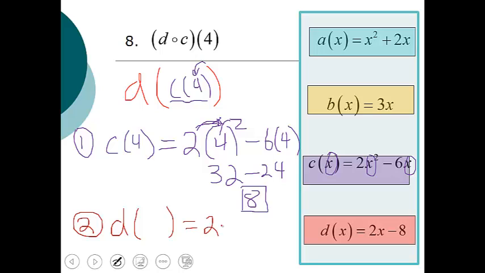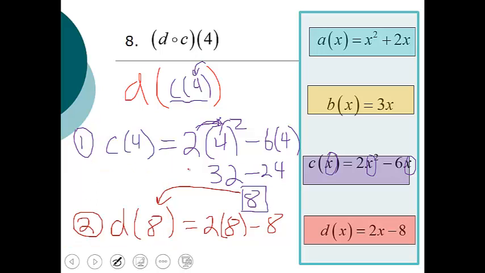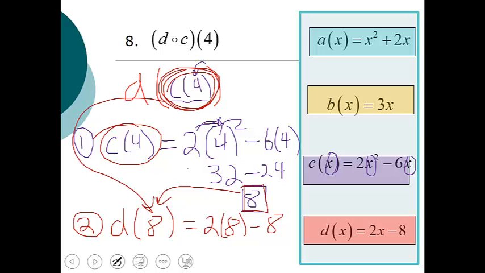So the second thing I have to do is take d of my placeholder, which is 2 times my placeholder minus 8. Well, what goes in the placeholder? Since this purple became 8, it's going to become 8 and 8. And where is that 8 from? It's from right here. We evaluated c of 4, and that means c of 4's equivalent of 8 is going to go into the placeholder where c of 4 was. So that's where that goes. So now I evaluate this. I get 16 minus 8, and that gives you 8. That is your final answer.